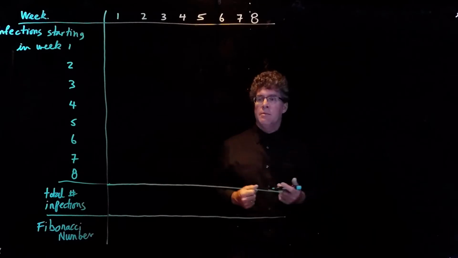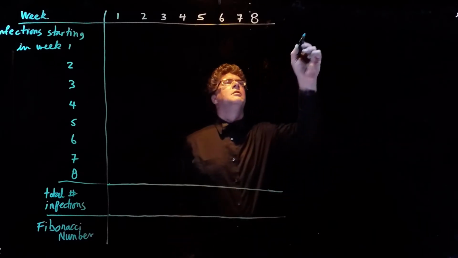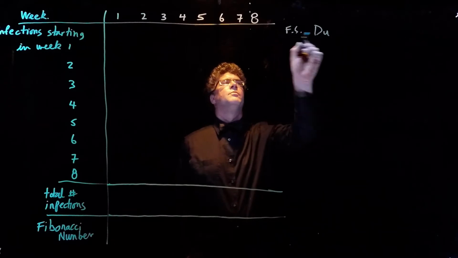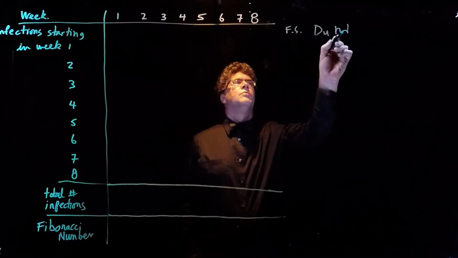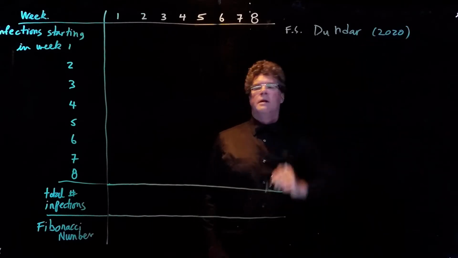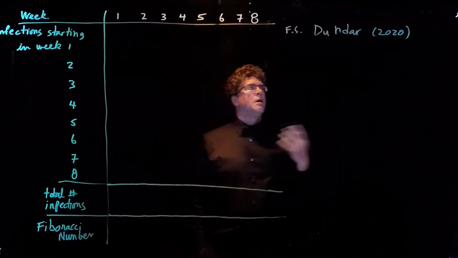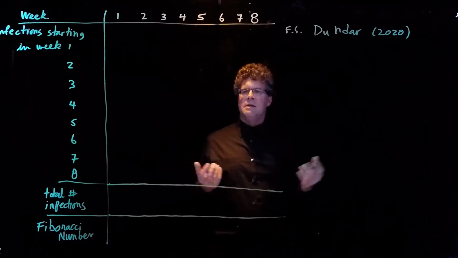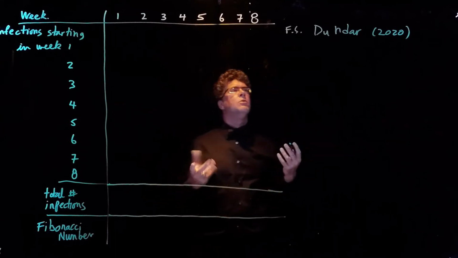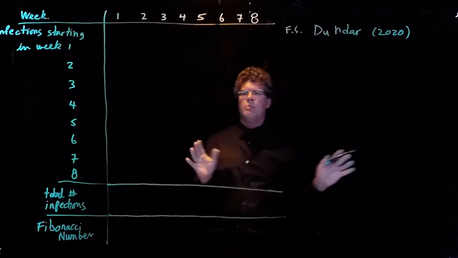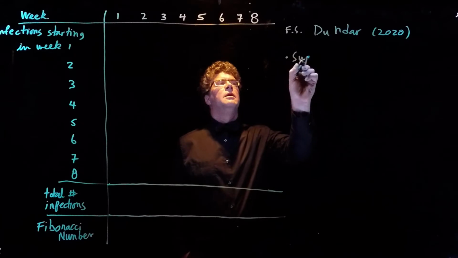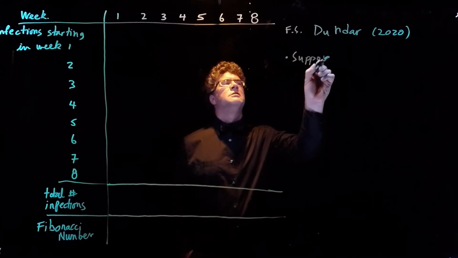So, interestingly, there is a new model by F.S. Dundar, 2020, that just came out that talks about the connection between COVID-19 and the Fibonacci sequence. And so the model is a little bit different than the one we've been using. We suppose that an infection takes place over several weeks.